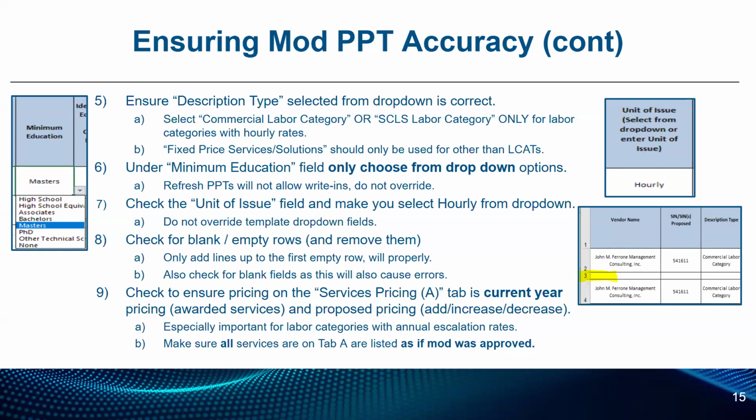This is especially important if you have fixed escalation rates, and always include the prices for the EPA or the add or whatever you're doing. It's supposed to be as if the mod were approved. So make sure that tab A comes with every mod. Even though it is a little tedious, it does need to be submitted with your mod.